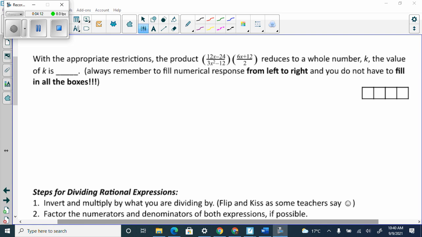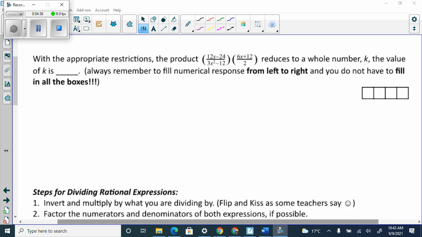No decimals. Always remember to fill numeric response from left to right, and you do not have to fill in all the boxes. Some people will go like 2 decimal 0, 0. Please don't do that. The little bubble sheet computer thing will say you're wrong. Okay? So try this one out. You're multiplying the 2. You should get a whole number.